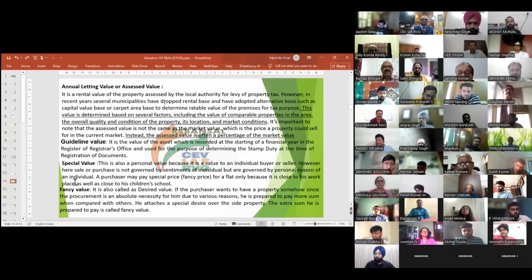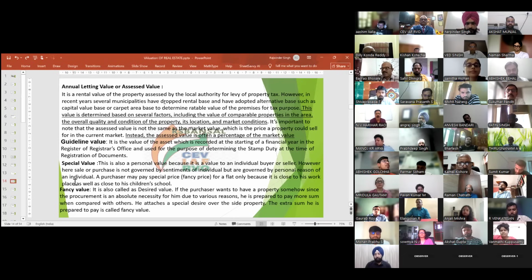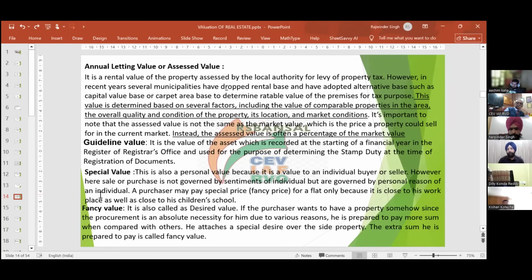Next is special value. Special value is a personal value. Let us suppose you have a plot adjacent to your building and you need that plot. You may be ready to pay a higher price for that, because it has more value for you. It has more utility for you. It has certain special utility for you. So the value that you will pay, that is special value.